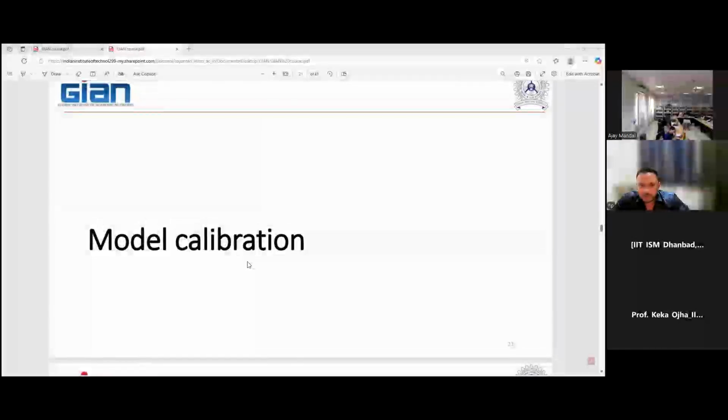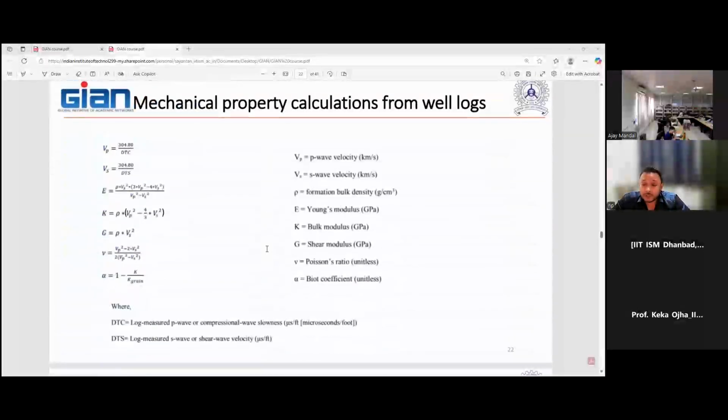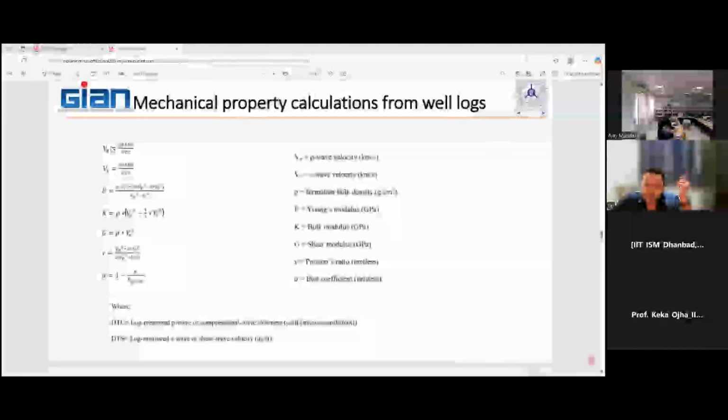In modern hydraulic fracturing simulators, you need to put in all your stresses. So suppose you have well logs, how do you calculate the stresses? From the well logs you have the compressional and shear sonic slowness. Slowness means what? It is in microseconds per foot. If you take the reciprocal and multiply with the conversion number, you will get the VP from the P wave slowness and VS from the S wave slowness, in kilometers per second.